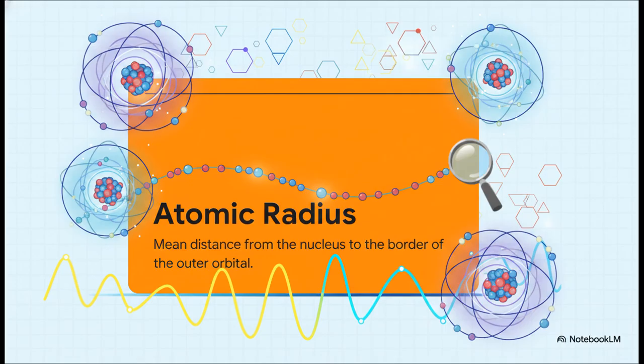But to truly understand these repeating trends, we first have to measure our atoms. We define the atomic radius as the exact mean distance from the center of the nucleus to the border of the outer orbital. Simply put, it's the literal footprint of the atom in 3-dimensional space.